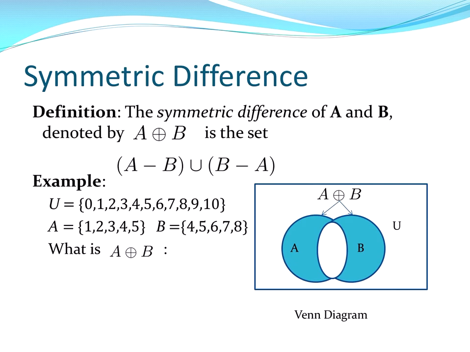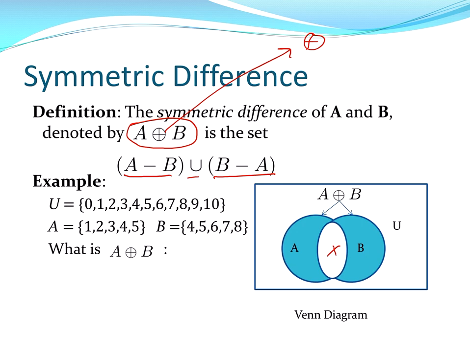And finally, symmetric difference. In this case, we're going to union the two-way difference. So A minus B union with B minus A will be everything that is in the union except for anything that is in the intersection. And that is logically equivalent to and even looks the same as the XOR operator in propositional logic. If an element is in one set but not the other, it is in the symmetric difference.